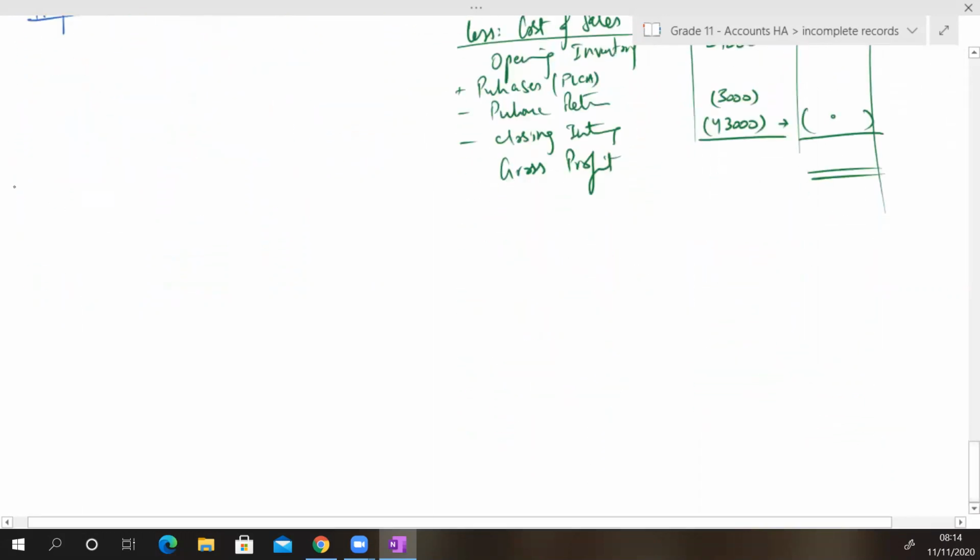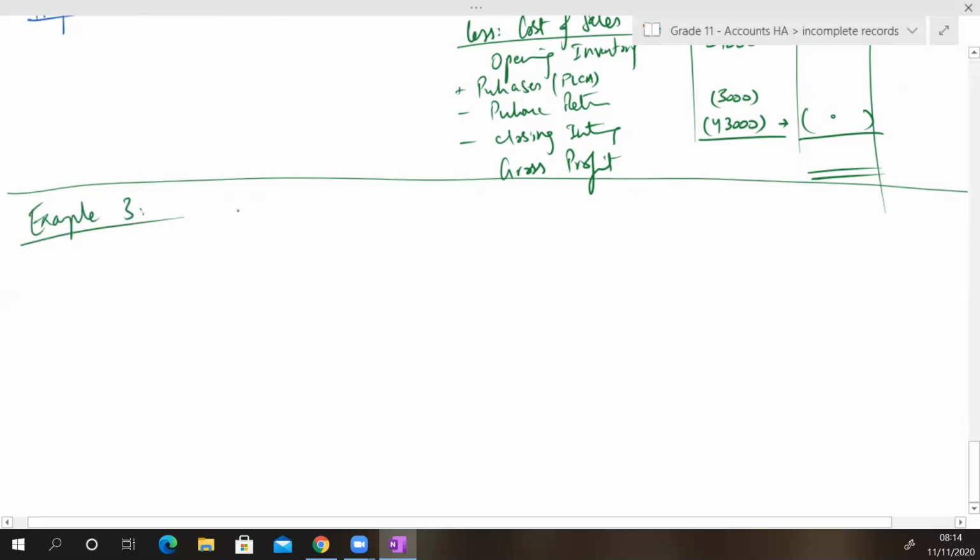So now I'm going to give you a bit technical example this time. अच्छा जी, this is 1st of January, this is 31st December. Inventory is 28,000, 34,000. ठीक है.